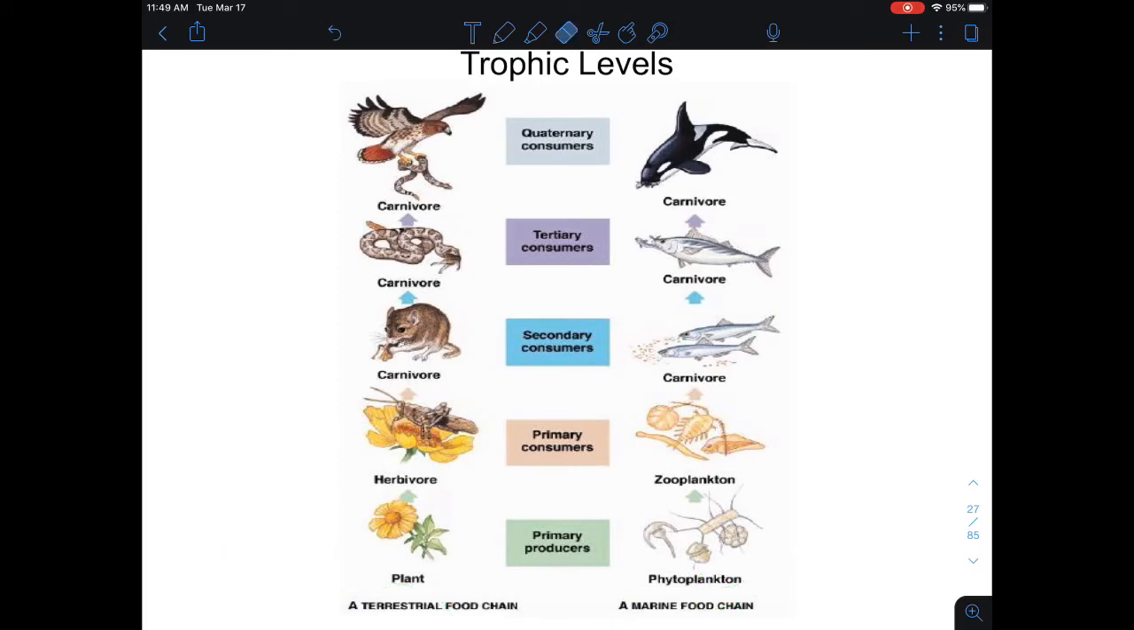So terrestrial and marine mean on earth or in the water, in the sea. We have equivalent food chains on each side. So on the terrestrial side, the producer is a plant, looks like some type of angiosperm here. The herbivore is some type of insect. The carnivore is some type of mammal. The next carnivore is a snake.